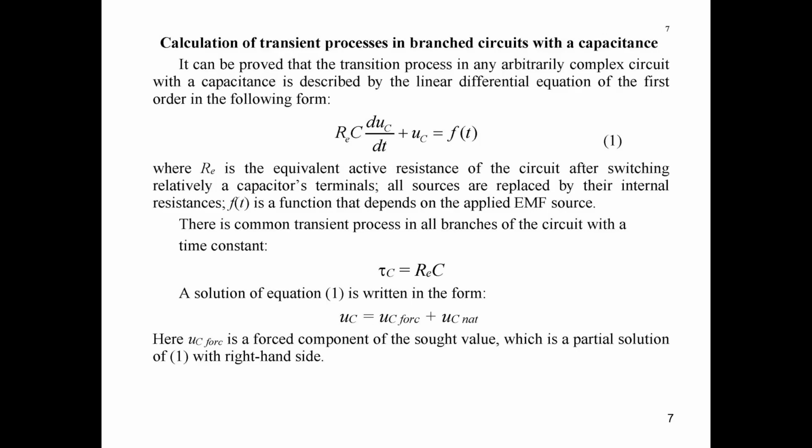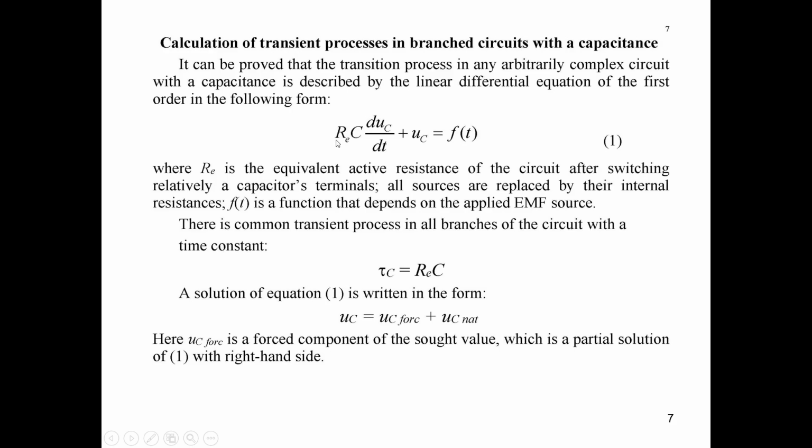Let's proceed with our lectures, and this lecture will be connected with solution of schematics with transient processes in branch circuits with a capacitance. It may be proved that if we have an arbitrary complex schematic with only one capacitance, we can write down the equation which depicts electrical processes as follows.